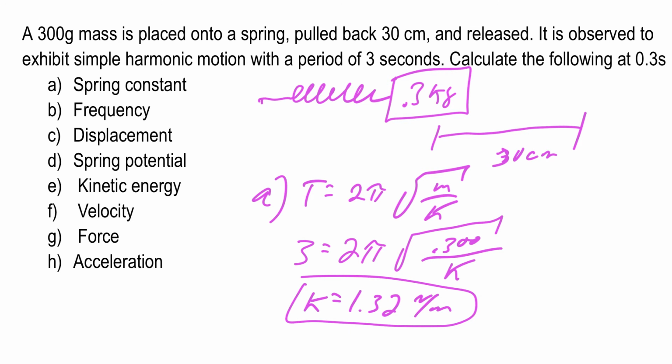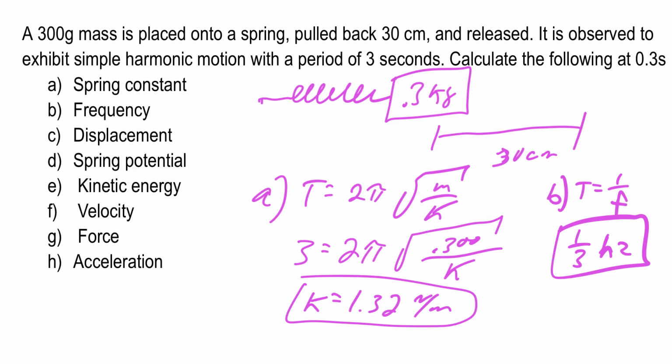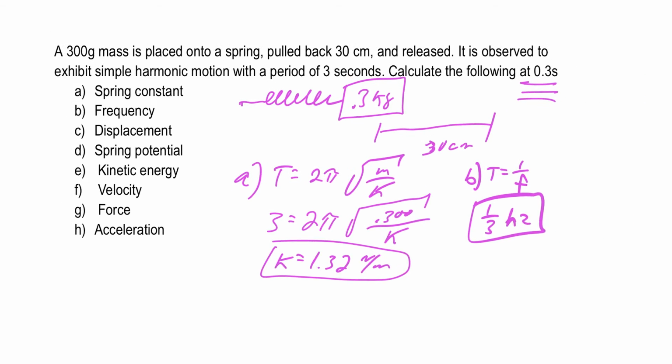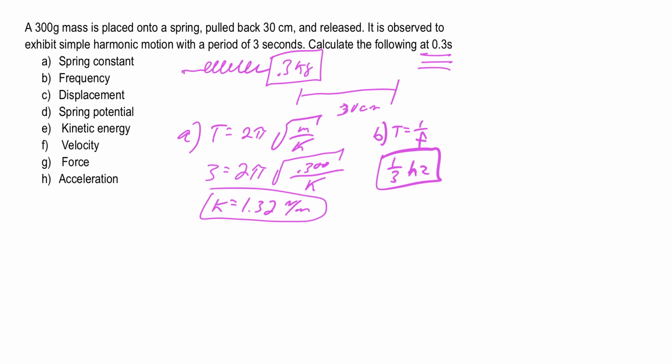Okay, the frequency. Frequency is the inverse of the period. So we'll just invert our period. So that should just be 1/3 hertz. Okay, let's find the displacement. So we've got to look at the displacement at 0.3 seconds, right? I almost just blindly did the total amplitude. We're going to find the displacement at that certain time.